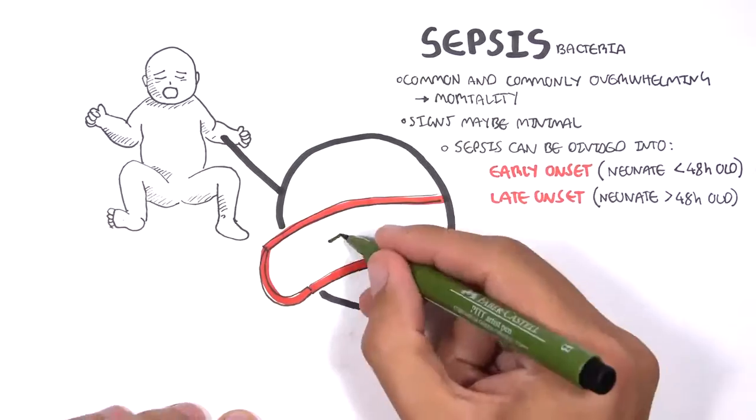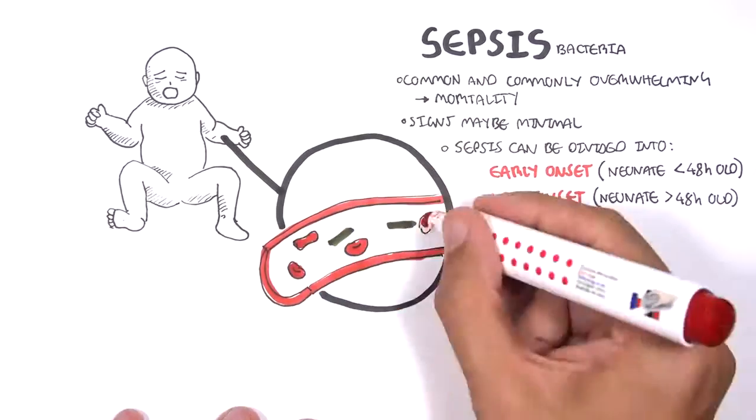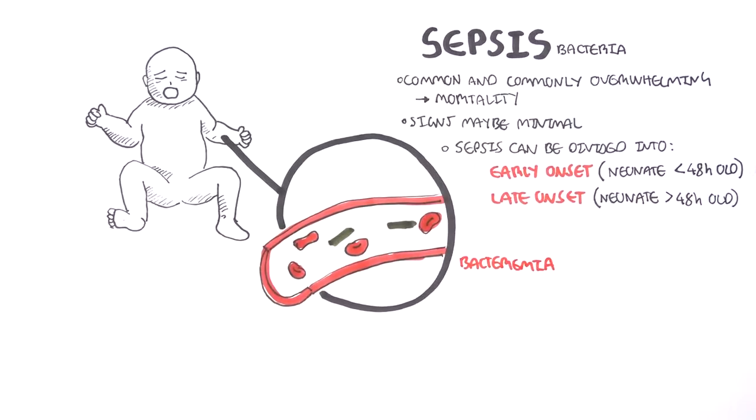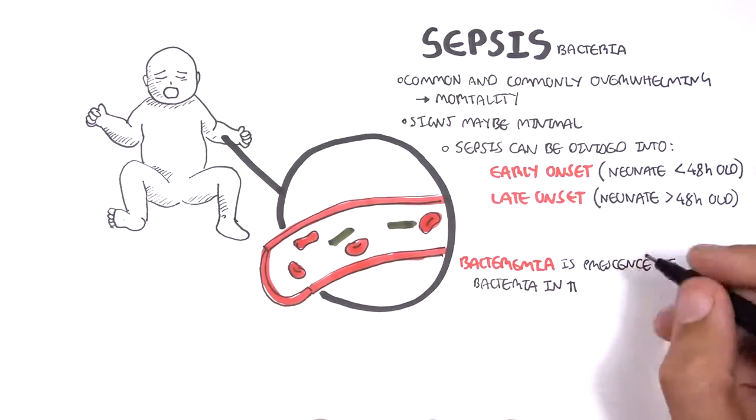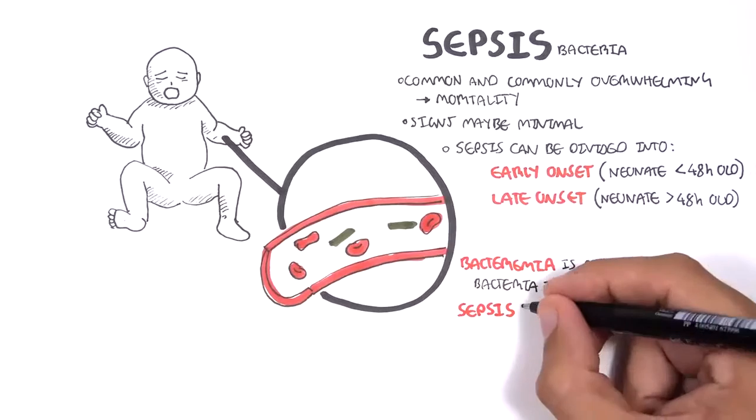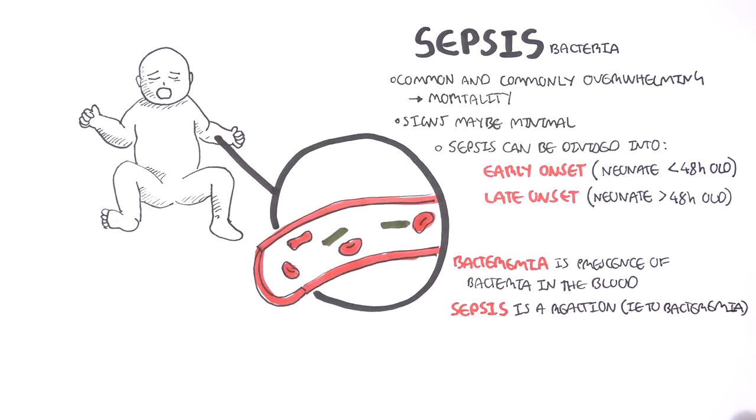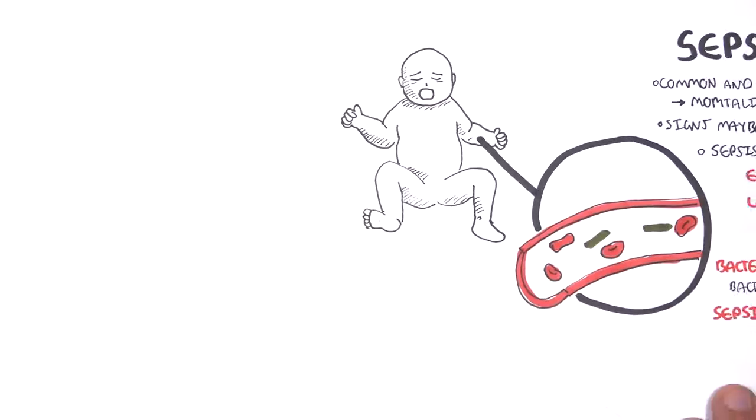Sepsis is often confused with bacteremia. Now, bacteremia is defined as the presence of bacteria in the blood, whereas sepsis is the response to the bacteria, which includes vasodilation, causing hypotension, and tachycardia to compensate and to maintain cardiac output.